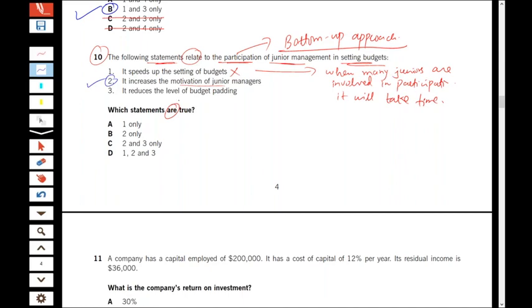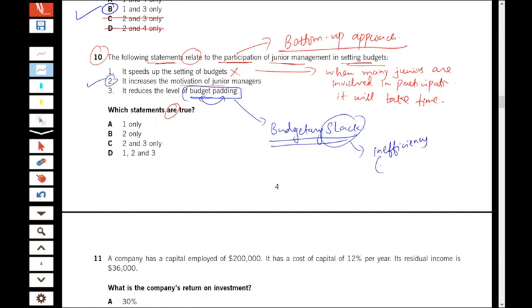Number three, it reduces the level of budget padding. What is budget padding? Budget padding is the budgetary slack, and we had discussed the budgetary slack. That is the inefficiency or manipulation in the budget. If you allow your junior, it may quite be possible that they may add slack.